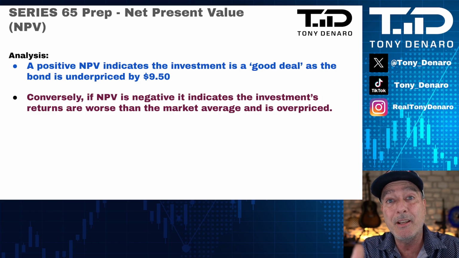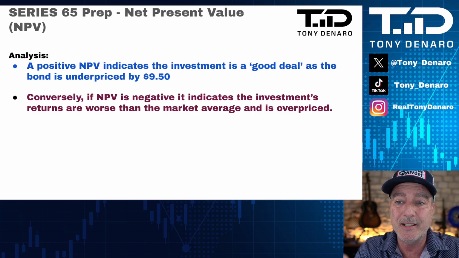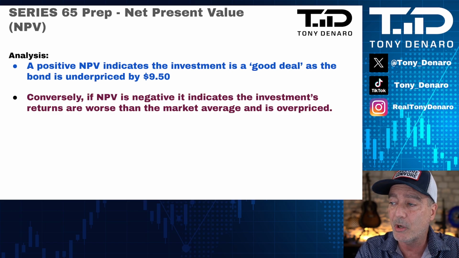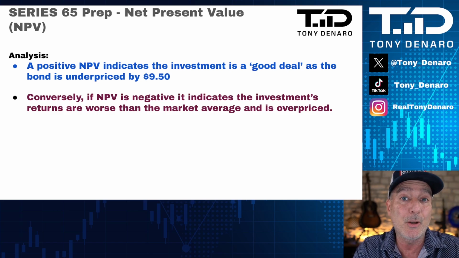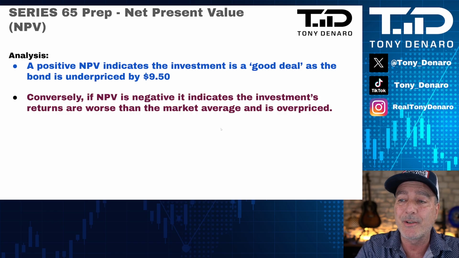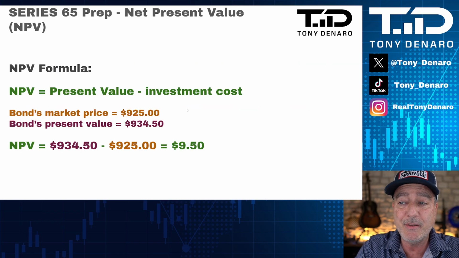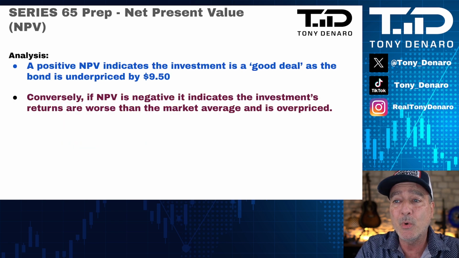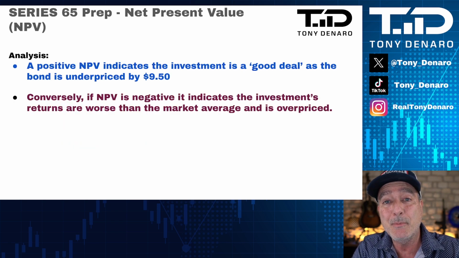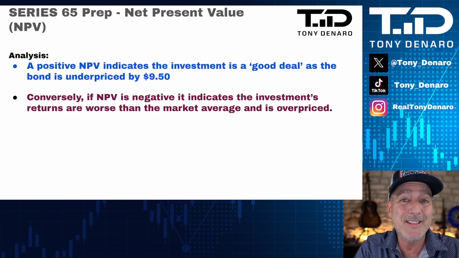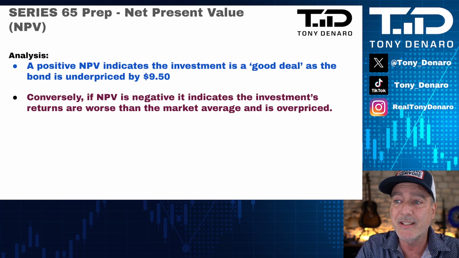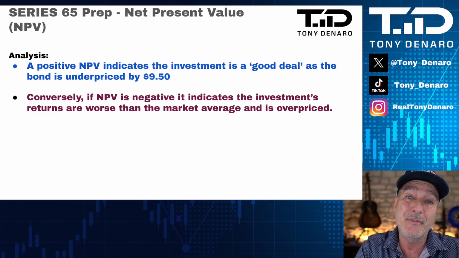On the flip side, the other thing you need to understand conceptually is if the NPV is negative, it indicates that the investment's returns are worse than the market average and that it is overpriced. Couple of key concepts here. What is the NPV formula? Present value minus investment cost. And what does it tell us if the NPV result is positive or negative? Make sure you understand positive NPV indicates a good deal, negative NPV the opposite.